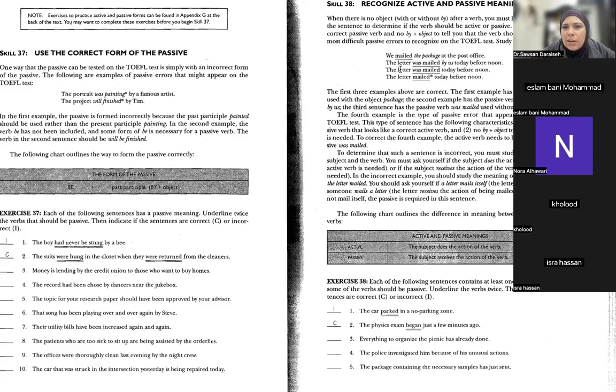Look at the second sentence. The letter, الرسالة. أكيد الرسالة ما راح تعمل mailing, فما بنحط mailed, لكن انبعثت بريديا. was mailed by us, من قبلنا, today, اليوم, before noon, قبل الظهر, يعني قبل الساعة 12. The letter was mailed today, ها هون بس الفكرة إنه ما فيش by us، نفس الجملة بس ما في by us before noon.